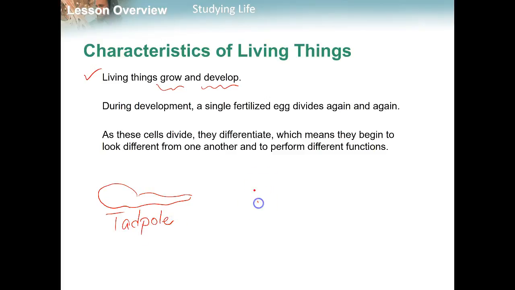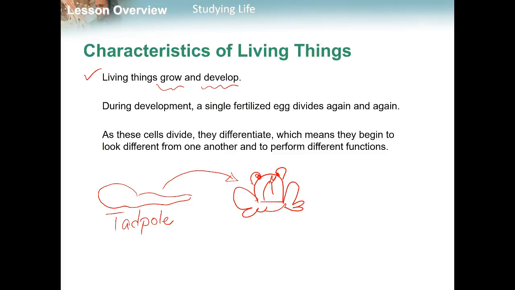Versus a frog. And here you get to see some of my artistic ability again. It's lacking, I will tell you. But this frog's not too bad. Give it a little forked tongue. All right, so there's our frog that we have. And this tadpole is going to grow and develop into this frog. So that's growth and development.